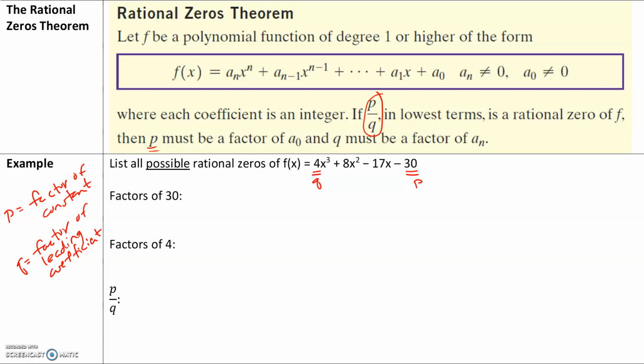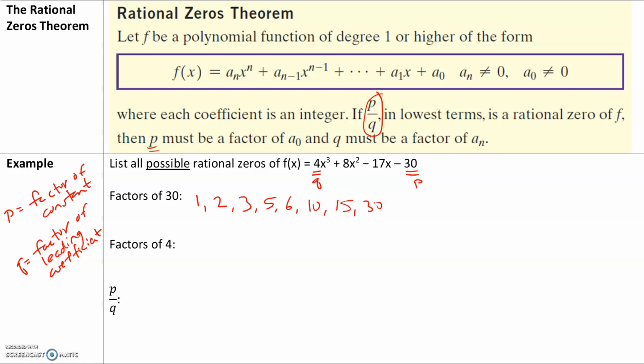So we want to list all the factors of 30. Start with 1. 1 can divide 30. 2 can divide 30. A factor is any number that can divide 30. 3 can divide 30. 4 cannot divide 30. But 5 can divide 30 and 6 can divide 30. Oh, I take it back, that is not it. 7 cannot divide 30. 8 cannot divide 30. 9 cannot, but 10 can divide 30. Let's see, 11, 12, 13, 14, 15, and 30.